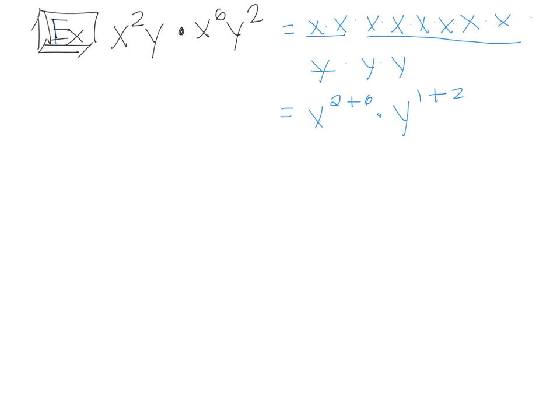Remember, when you see no exponent, it's a 1 there. It's just invisible. You just can't see it. So x to the 2 plus 6, that'll be x to the 8th power times y to the 3rd power.